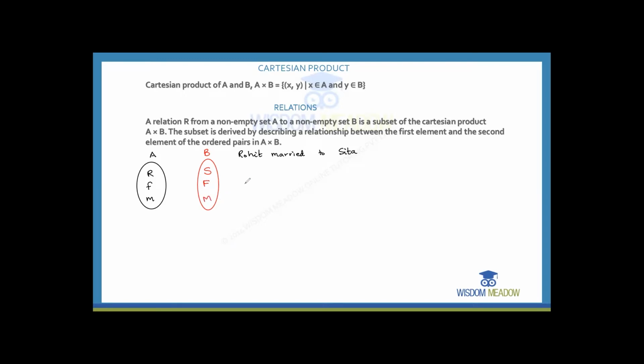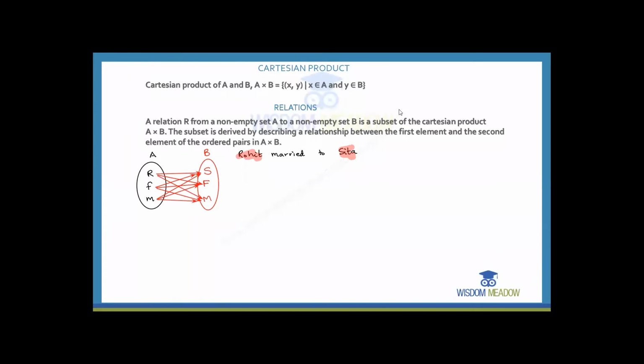So when Rohit gets married to Sita, you could see that these families get related to each other. That is, Rohit gets related to Sita, Rohit gets related to Sita's father, Rohit gets related to Sita's mother, Rohit's father gets related to Sita, Rohit's father gets related to Sita's father, Rohit's father gets related to Sita's mother, and Rohit's mother gets related to Sita, Rohit's mother gets related to Sita's father, and Rohit's mother gets related to Sita's mother.